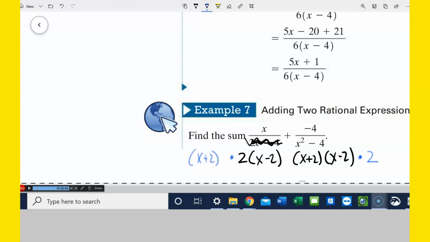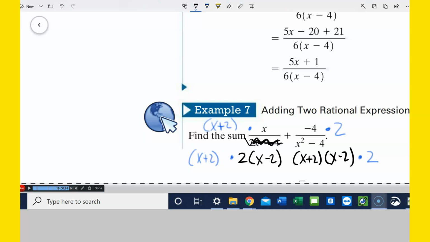And I need to remember what I need to remember. Whatever I do to the bottom, I've got to do to the top. So since I multiplied this bottom by 2, I've got to multiply that top by 2. And since I multiplied this bottom by x plus 2, I've got to multiply this top by x plus 2. It's so easy to forget to do the same thing to the top that you do to the bottom. So keep that in mind.